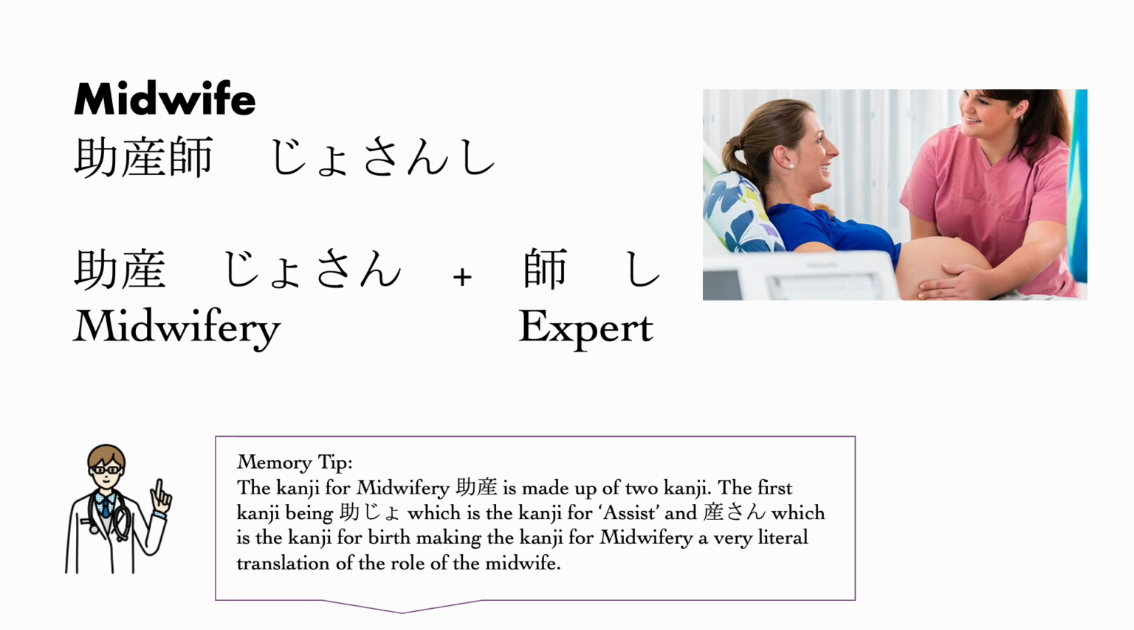Next we have midwife, which is josanshi. Breaking the word down, we have the kanji for midwifery, which is josan, together with the kanji shi, meaning expert, making midwifery expert, or josanshi, which means midwife. And a memory tip: the kanji for midwifery is made up of two kanji, the first being jo, which means assist, and san, which means birth, making the kanji for midwifery a very literal translation of the role of the midwife.